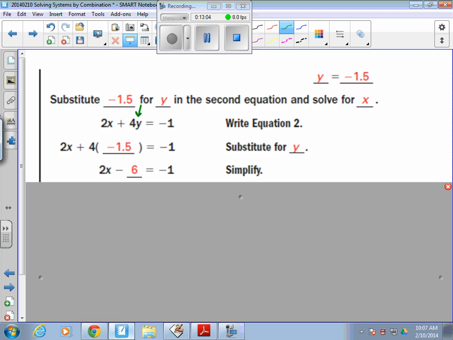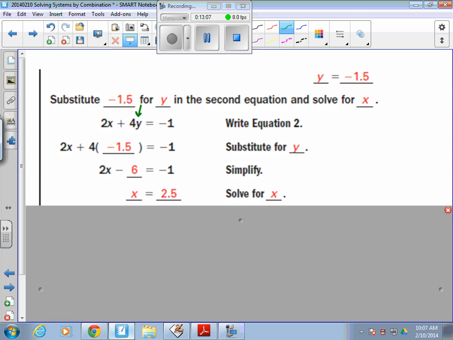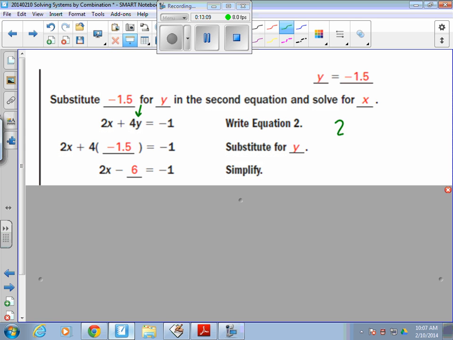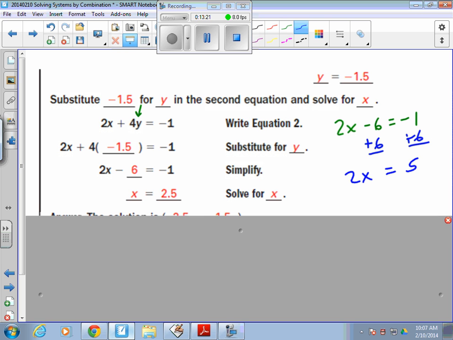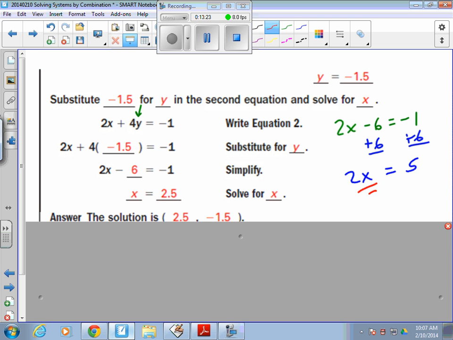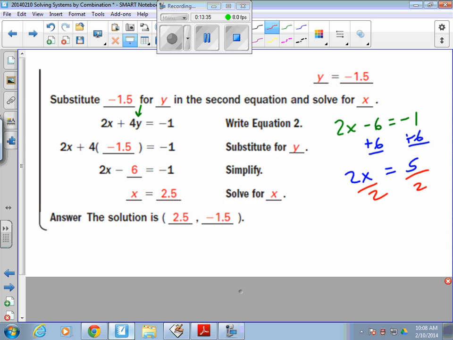Undo your order of operations by adding 6 to both sides. I'll show that step. It says 2x minus 6 equals negative 1. Add 6 to both sides, and you get 2x equals positive 5. And then when you divide both sides by 2, it's just saying 5 divided by 2, you get 2.5. So x equals 2.5. So x comma y is 2.5 comma negative 1.5.